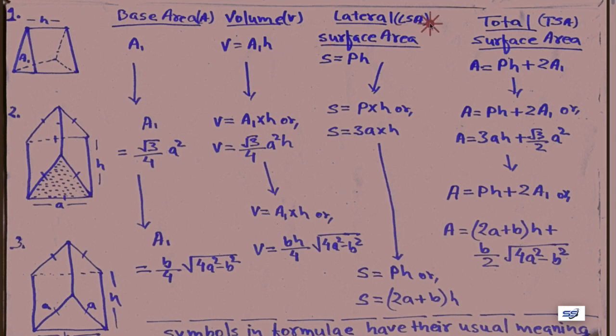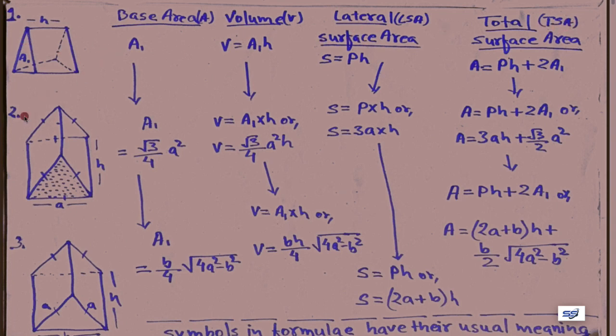Lateral surface area, LSA, is denoted by S. S is equal to P into h. Total surface area, A is equal to P into h plus 2A1. All these formulas are used to find the base area, volume, lateral surface area, and total surface area of this prism.